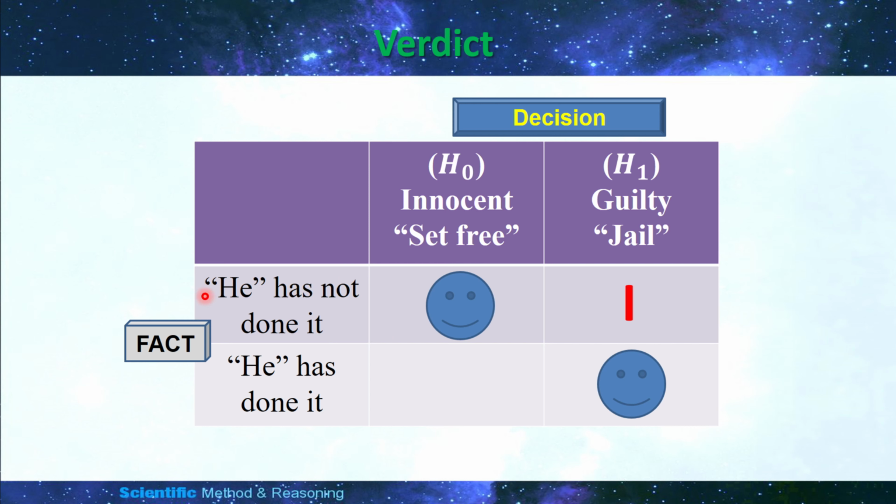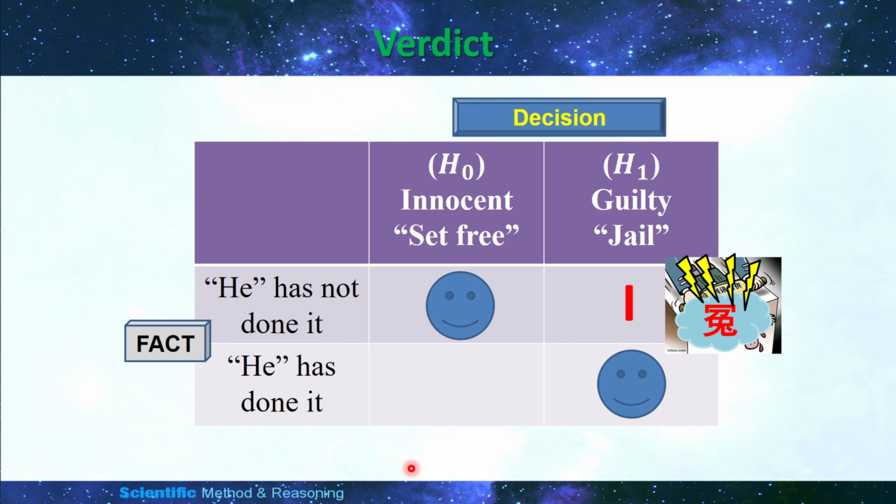But if he has not done it, but the verdict is that he has actually committed the crime, then this is what we call the type 1 error. Type 1 error. And this is something that we would not like to see in court.